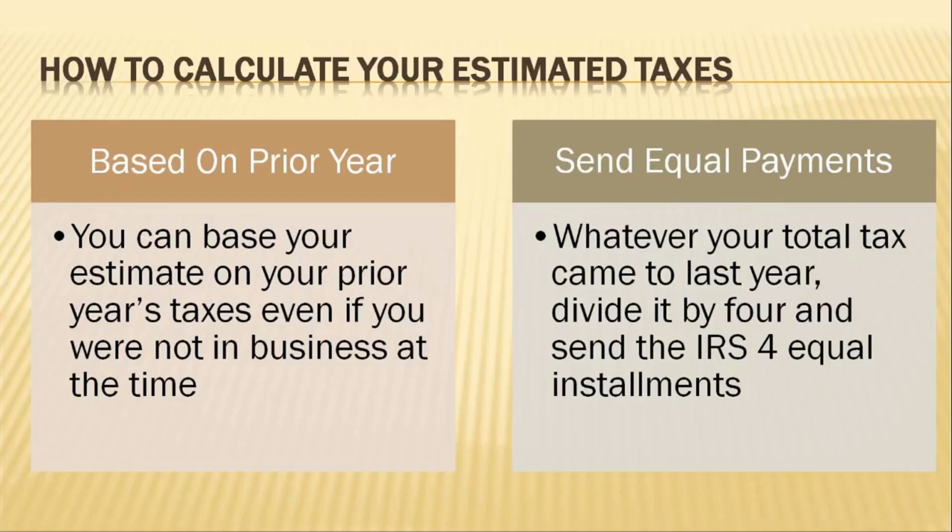This means that all you have to do, let's say that you don't feel like going through the whole calculation, you don't feel like calculating your quarterly estimated taxes, you can just go ahead and look at your prior year tax return, and you can take whatever you owed in 2018, take the total, divide it by 4, and then send a check to the IRS every quarter.